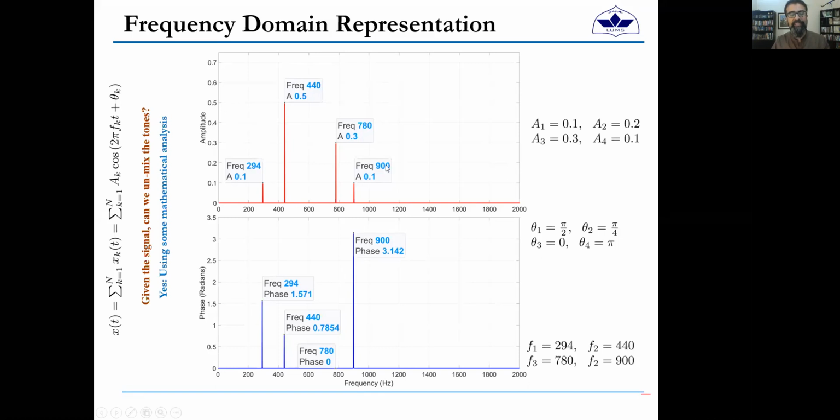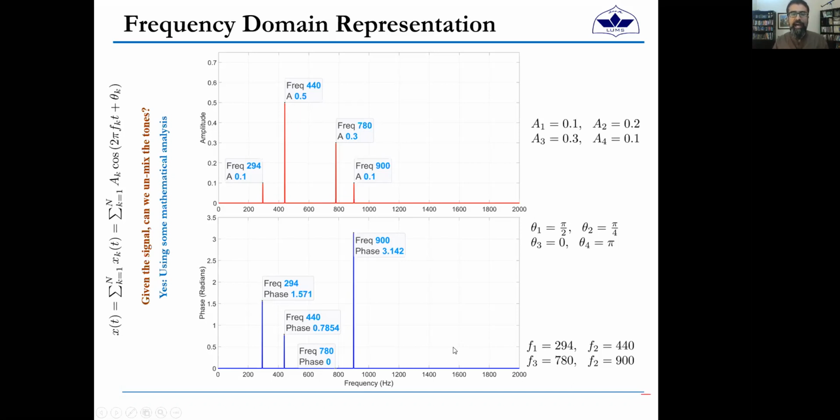And not only that, this analysis also gives me the amplitude of 294 hertz, the amplitude of 440 hertz, the amplitude of 780, the amplitude of 900 hertz, and also gives me information about what the phases were for each one of those 4 individual frequencies as well. So I have a function of frequency, which is the amplitude, which tells me what the amplitudes of the constituent signals were, and a function of frequency, which tells me what the 4 phases were as a function of frequency. Okay.